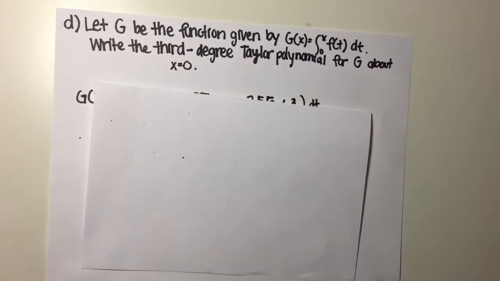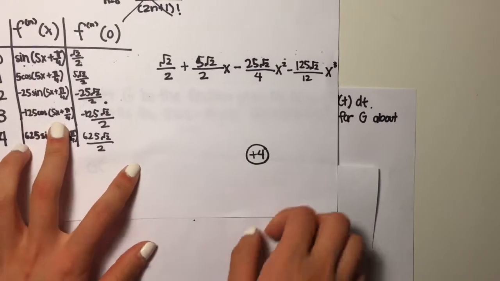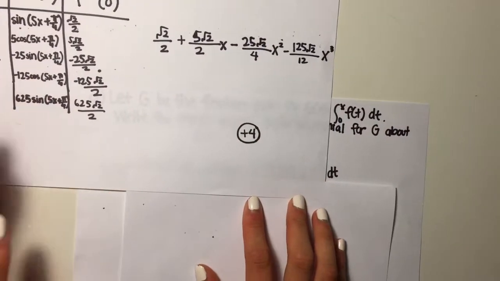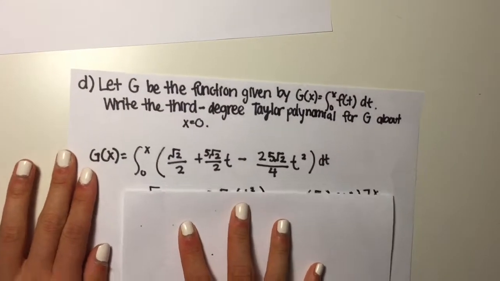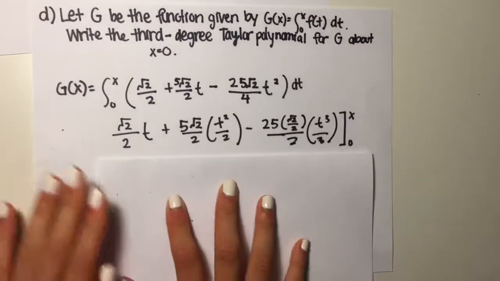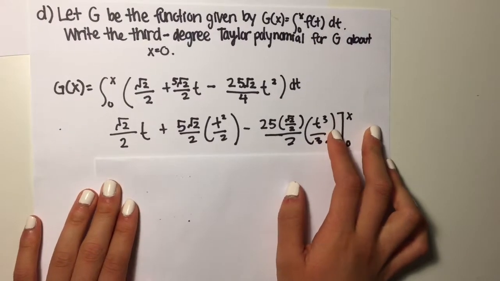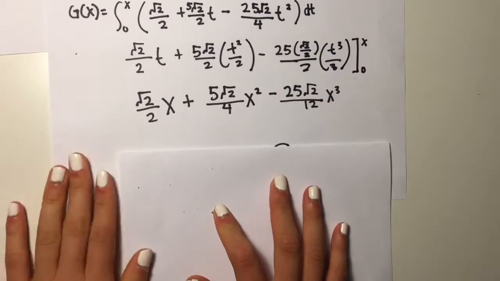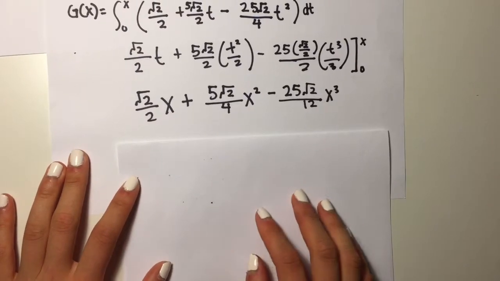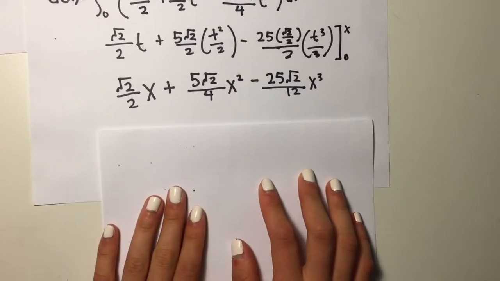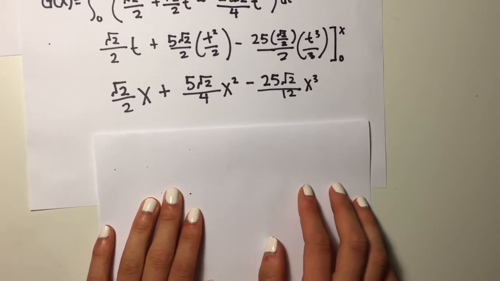And so we can look back at the values that we got in part A, and we're going to be using these values, except instead of using all 4, we're going to be using 3 because we're using the second degree Taylor polynomial and plugging that into our integral, and we're going to get this. And so once we integrate this, as you can see, we get the t cubed, so we get the third degree Taylor polynomial, and then we just plug in 0 and x, getting the square root of 2 over 2 x plus 5 times the square root of 2 over 4 times x squared minus 25 square root of 2 divided by 12 times x cubed.